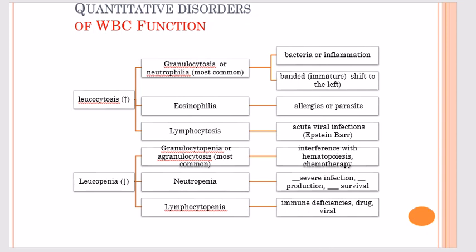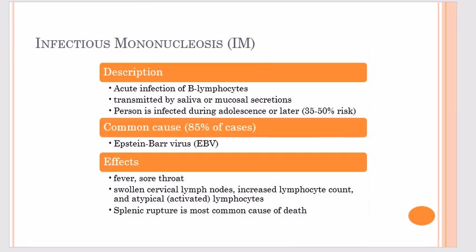And then we have a case of immunodeficiencies and drug use and certain viruses that can lead to what's called lymphocytopenia. And when I talk about immunodeficiencies, I'm referring to, for example, HIV. So these can lead to immunodeficiencies like HIV. Certain drugs and certain viruses can lead to a reduction in lymphocyte production.